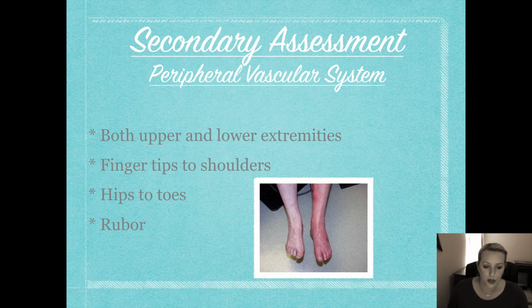And rubor, this is seen in elderly patients. This is just bad blood flow. You'll also see this in a lot of your overweight patients. In their lower extremities, they're going to get that nasty red color where it just looks like blood flow is not happening to that leg. Look here on this picture, that looks bad.